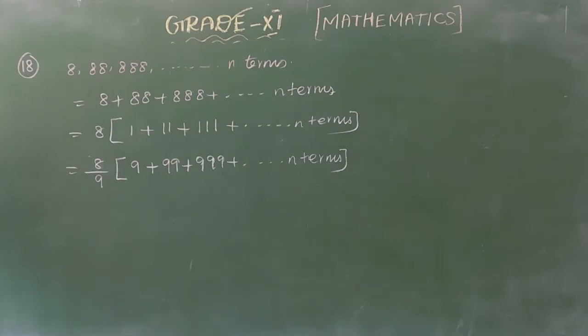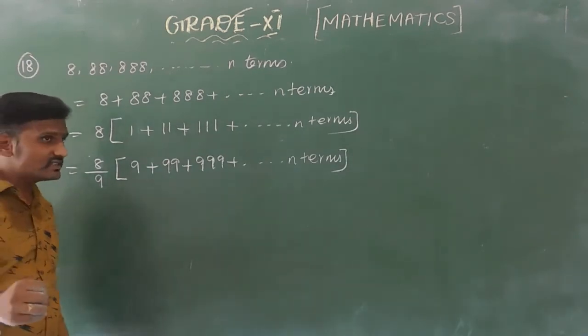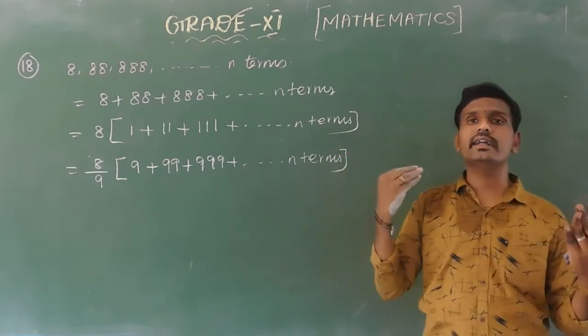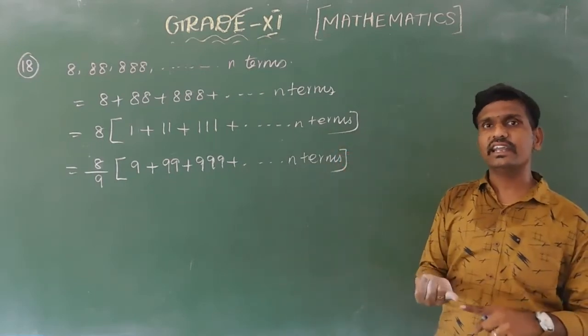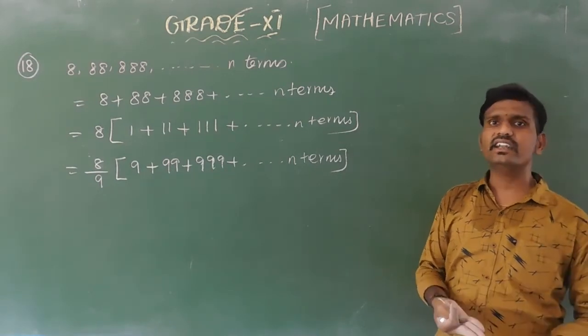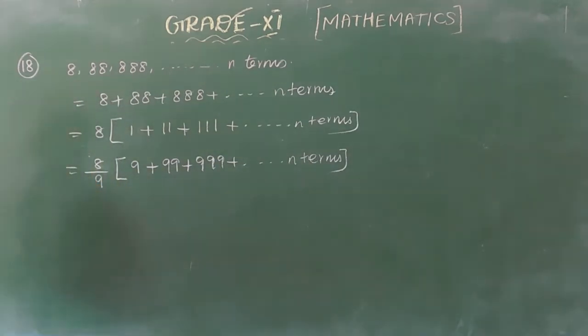Why sir you are multiplying by 9 only? Can't you multiply by another number like 8, 7 like that? No. Why? Because 9 is the greatest one digit number. 99 is the greatest two digit number. 999 is the greatest three digit number. So that's why I am multiplying 9 for all the terms of the series.